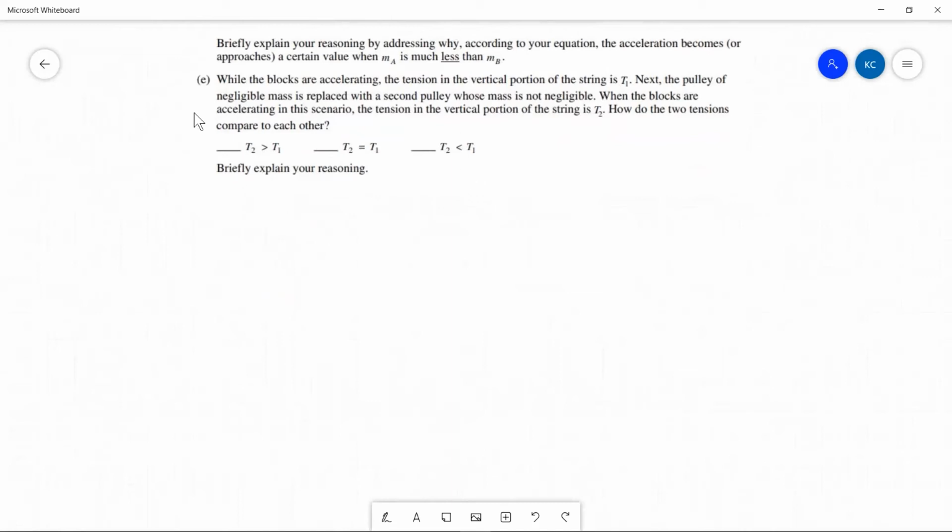Part E. While the blocks are accelerating, the tension in the vertical portion of the string is T1. Next, the pulley of negligible mass is replaced with a second pulley whose mass is not negligible. Let's highlight this. This is key, not negligible. When the blocks are accelerating in this scenario, the tension in the vertical portion of the string is T2. How do the two tensions compare to each other? Briefly explain your reasoning.